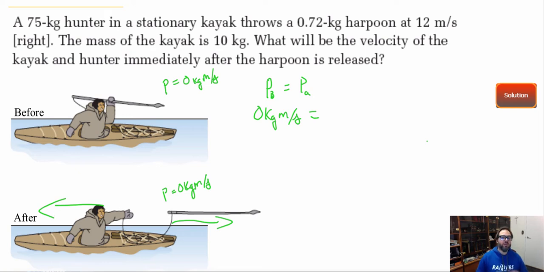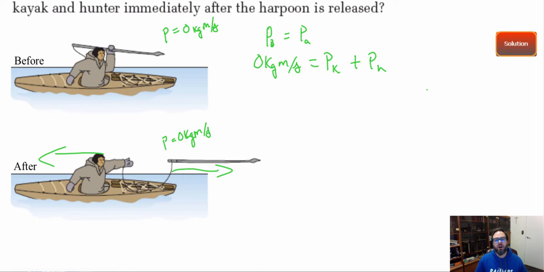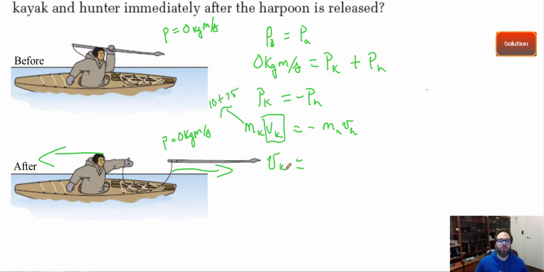So then we know a momentum of 0 kilogram meters per second must be the same as the momentum of the canoe and the kayaker combined, plus the momentum of the harpoon. So if I rearrange this, I know the momentum of the kayak with the hunter must be equivalent to the momentum of the harpoon, but one is going to be negative. Now, let's just substitute in what is momentum. One thing to remember is that the mass of the kayak is the same thing as the hunter plus the kayak. So now we want to solve for the velocity of the kayak.